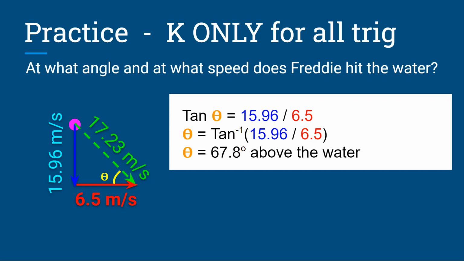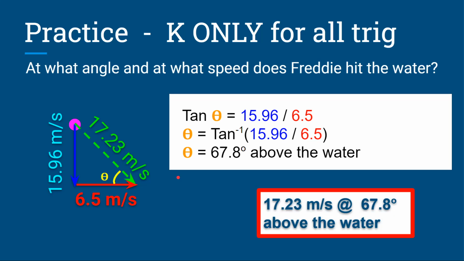Again, we have to say angle with respect to what? And it's with respect to the water. It's above the water, just like you see it in my picture here. It'd be above the surface of the water. So my final answer for the velocity is this, the whole thing, 17.23 meters per second at 67.8 degrees above the water. Okay, that's my velocity, magnitude and direction. Questions about this?